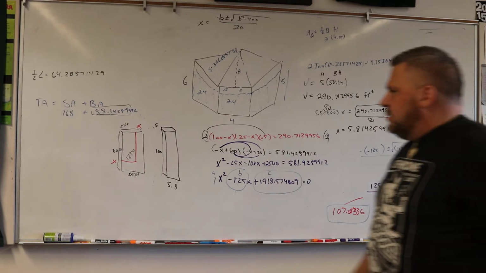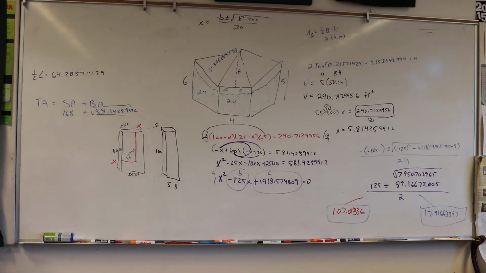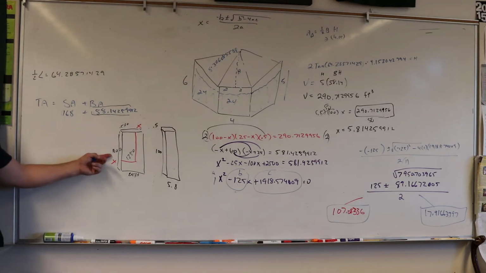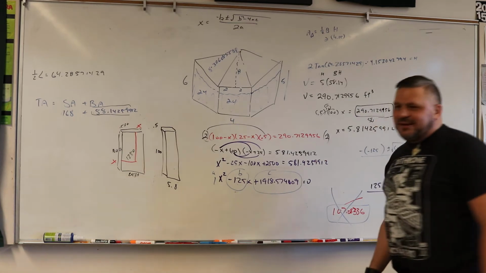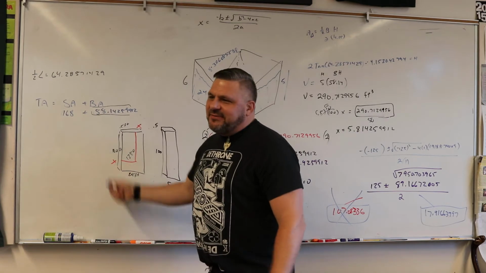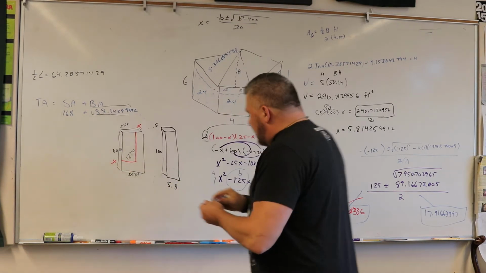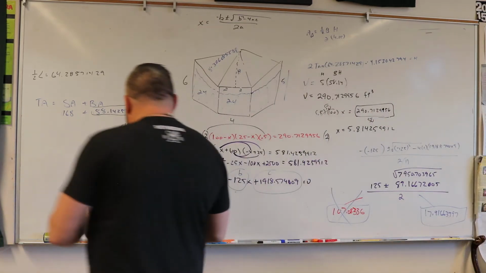Now, do they both work? Can I subtract 107 from 100? No. So this one doesn't work. Even though it's positive, it doesn't work because I can't subtract 107 from 100. Does that make sense? So I have to stick with the 17.